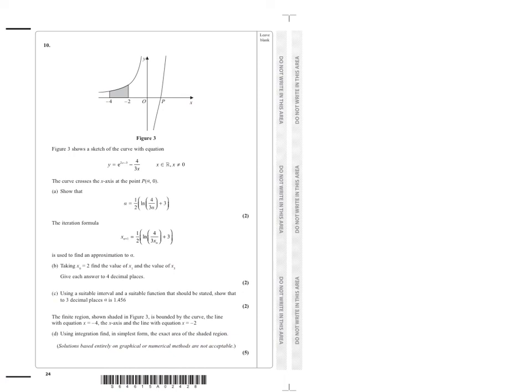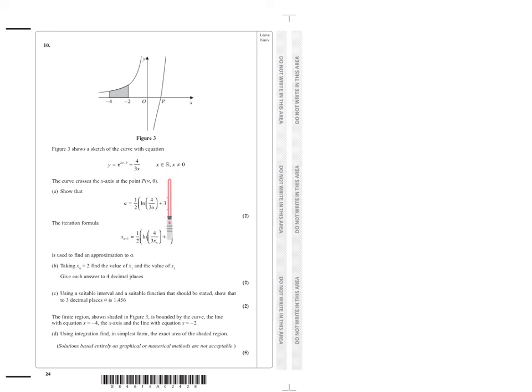Question 10. Figure 3 shows a sketch of the curve with the equation y equals e to the power of 2x minus 3, minus 4 over 3x. The curve crosses the x-axis at the point P, which is alpha, 0. Part A, show that alpha equals a half ln of 4 over 3 alpha plus 3.